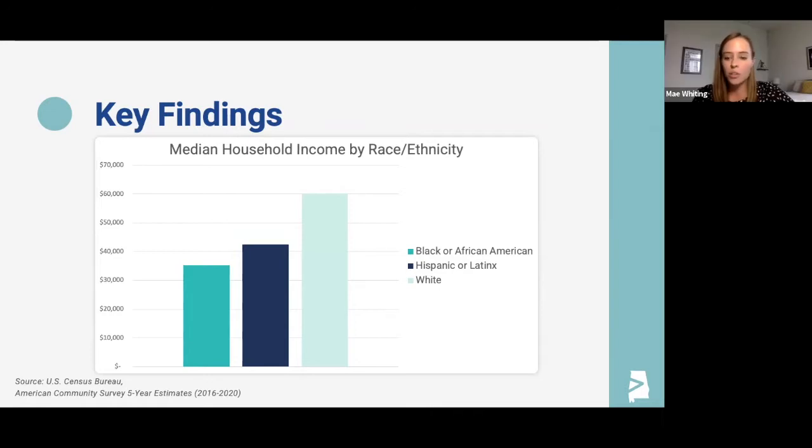Similarly, median household incomes for Black or African American and Hispanic or Latino individuals in our state are far lower than the median household income for white Alabamians. So our goal is to, again, break down the data as much as possible so that we can better advocate, especially as it relates to closing equity gaps.